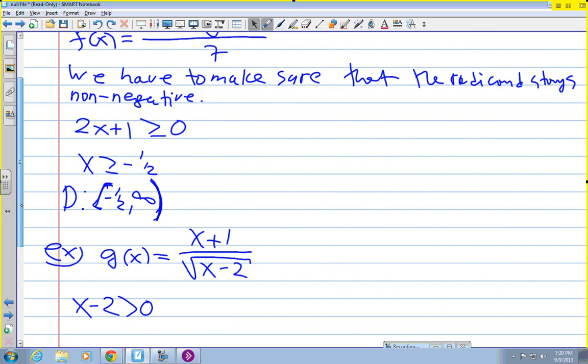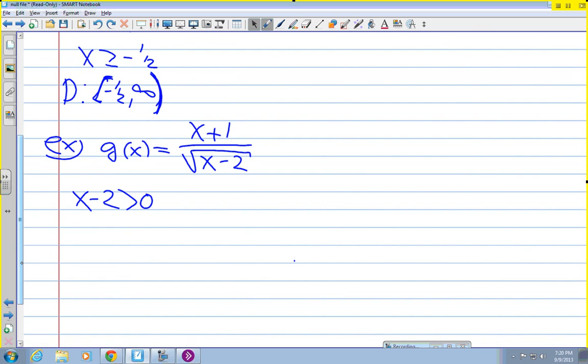That's all I'm doing. So I have to make sure that the square root is happy, so positive, and cannot be 0 because it's in the denominator. So the solution here is just x is strictly greater than 2, so that's what's going to work. So the domain: all x such that x is greater than 2.